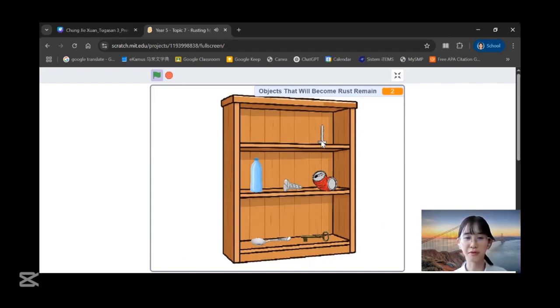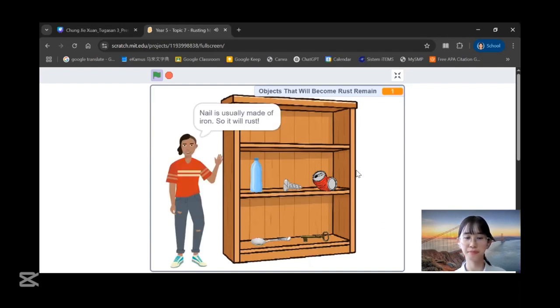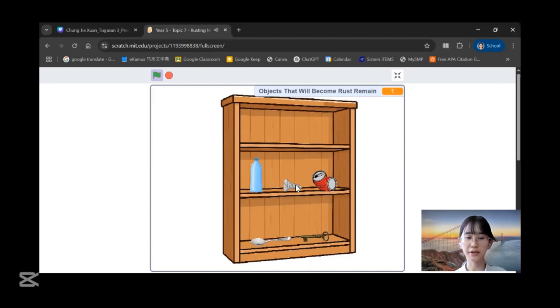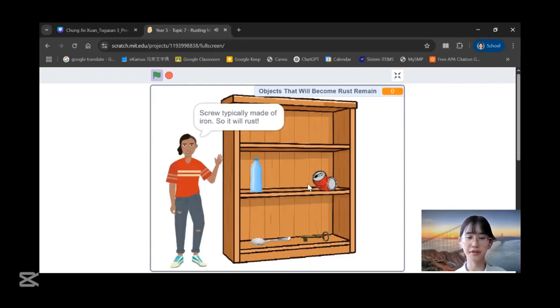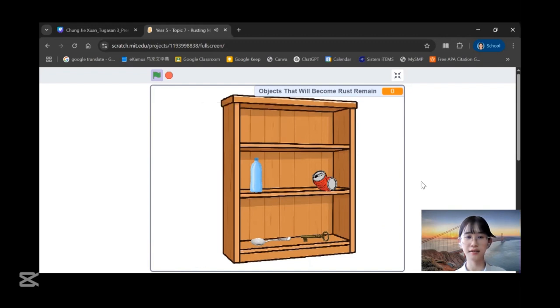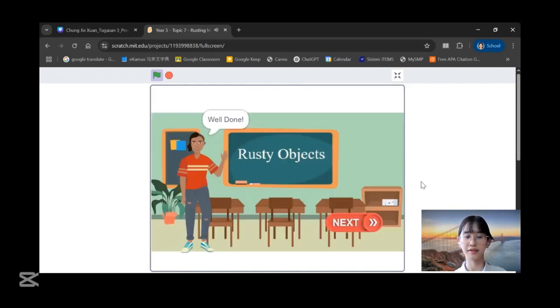So for the second one, nail. Nail is usually made of iron, so it will rust. Okay, for the last one, screw. Screw is typically made of iron, so it will rust. Well done! Now you know that things made of iron or steel will rust. But things made of plastic, stainless steel, and bronze don't rust at all. Let's press next to learn the next subtopic.